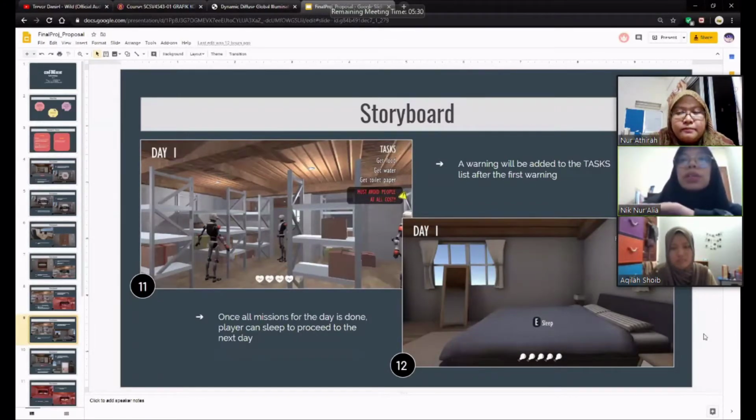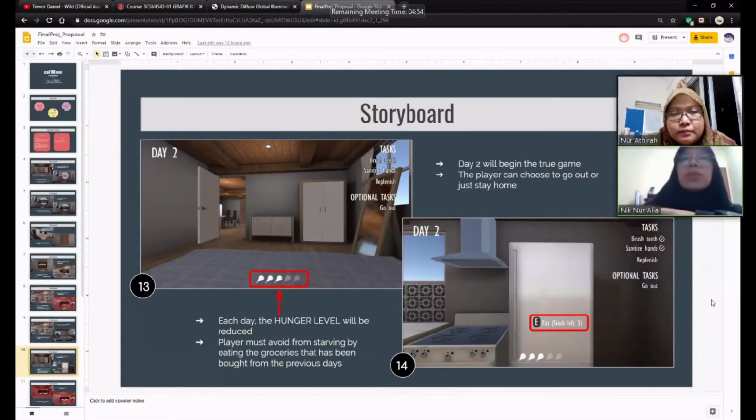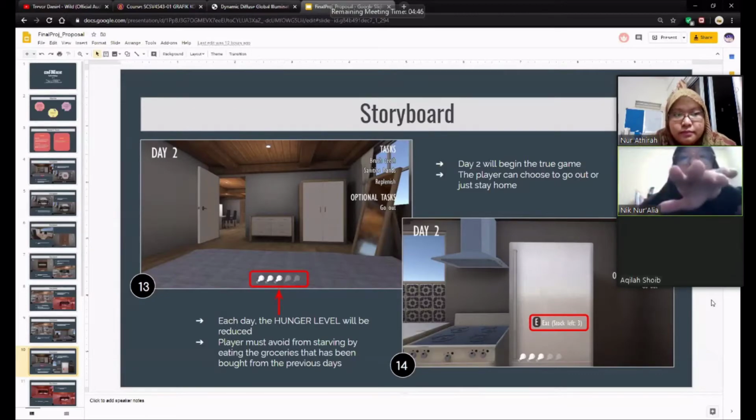So the game ni based on the days. So first, this is day 1. Day 1 is for tutorial phase. So day 2 is when the game will actually play. So the player can choose to go out or just stay home. So every day the hunger level will be reduced. So as example, compared to the first day which is the hunger level is full, and now proceeding to the next day, which is day 2, we can see that the hunger level is reduced to only 3 bars instead of 5.